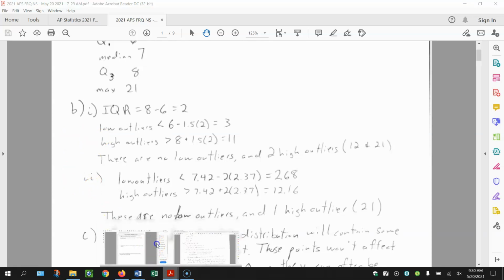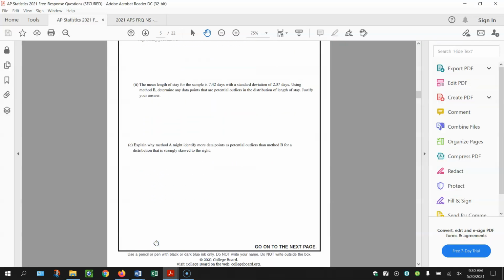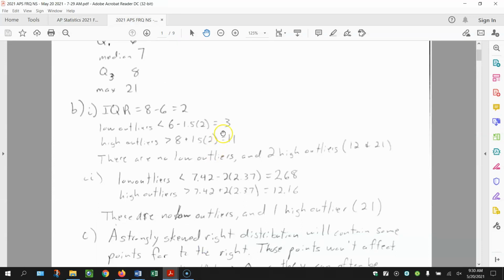And then let's look at part C. Oh, they told you the mean and standard deviation. Okay, even better. Sweet. Part C, explain why method A might identify more data points. So looking back at the work, these numbers aren't as extreme as these. So that would be one reason potentially why there's going to be more numbers that are less than 3 and greater than 11 than this.